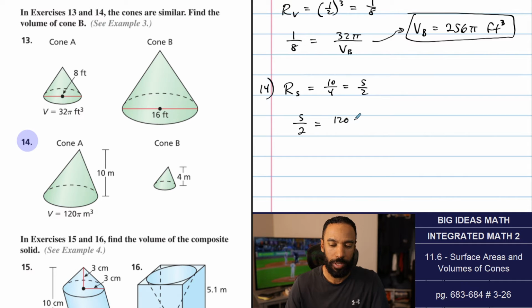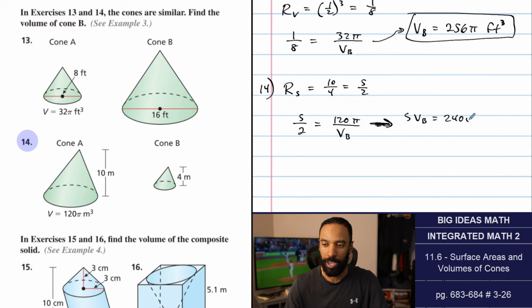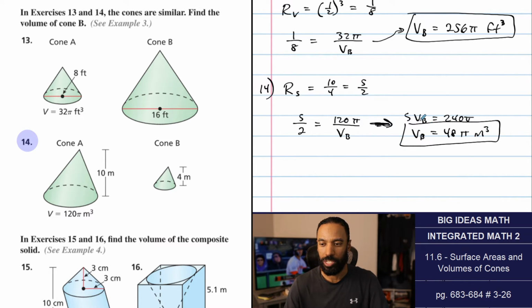So whatever 120 pi is right here, that is 120 pi. Whatever volume of cone B is here, it compares to the 120 pi the same way 5 does to 2. Cross multiply, and we'll divide by 5 eventually here. We end up getting 5 times volume of B is 240 pi. Divide by 5, volume of cone B is going to be, what is that, 48? 48 pi cubic meters. And at most, you definitely want to say, is it smaller than the other answer? Yes.